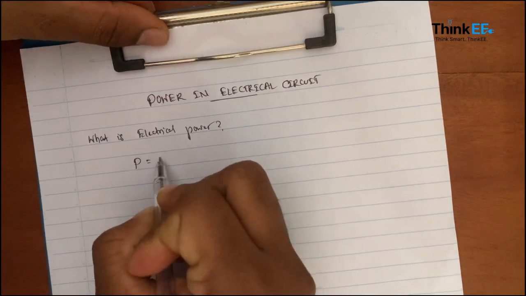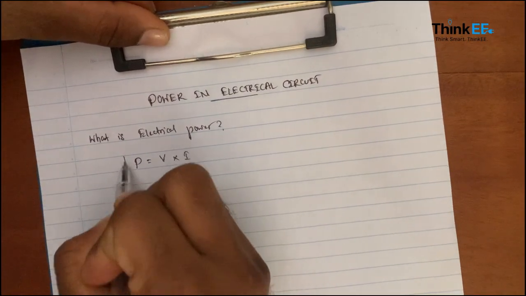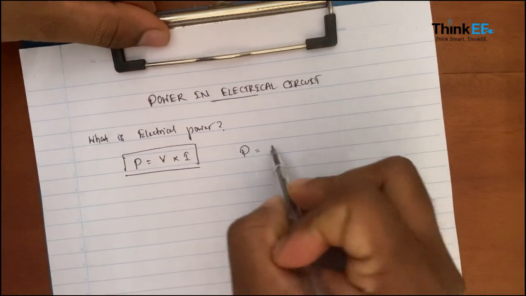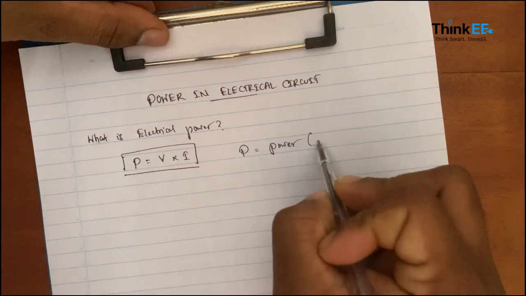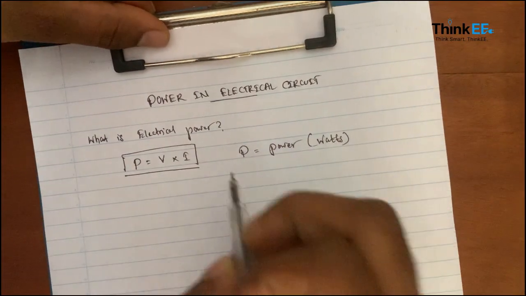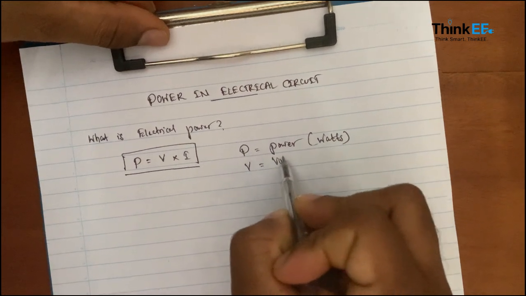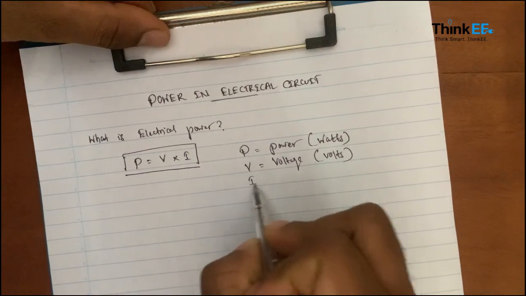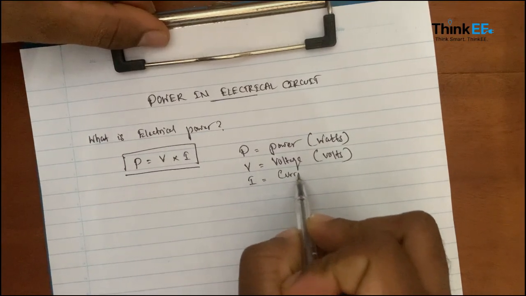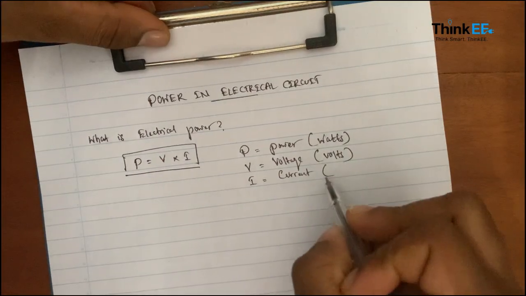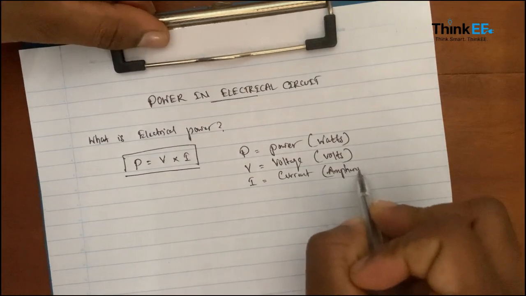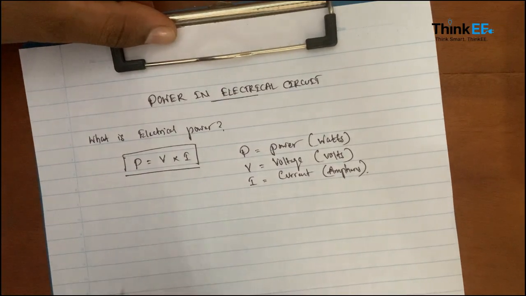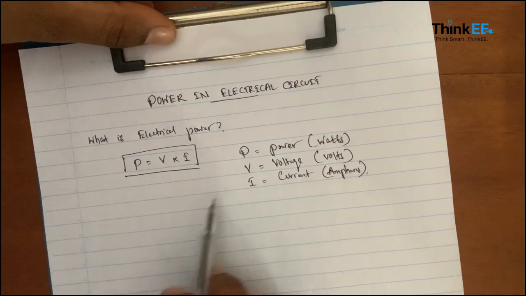P equal V into I, which is P is power in watts and V is voltage in volts and I is current in amperes. I think you got idea about the basic equation for the electrical power.